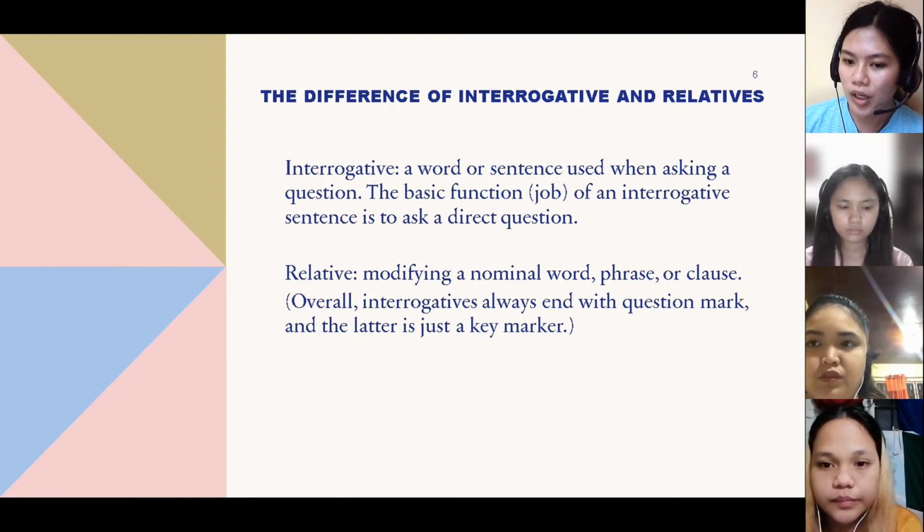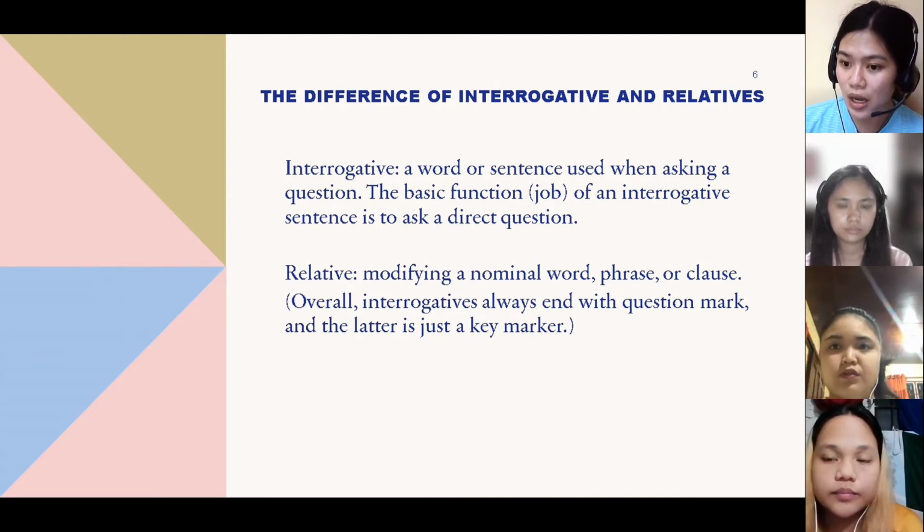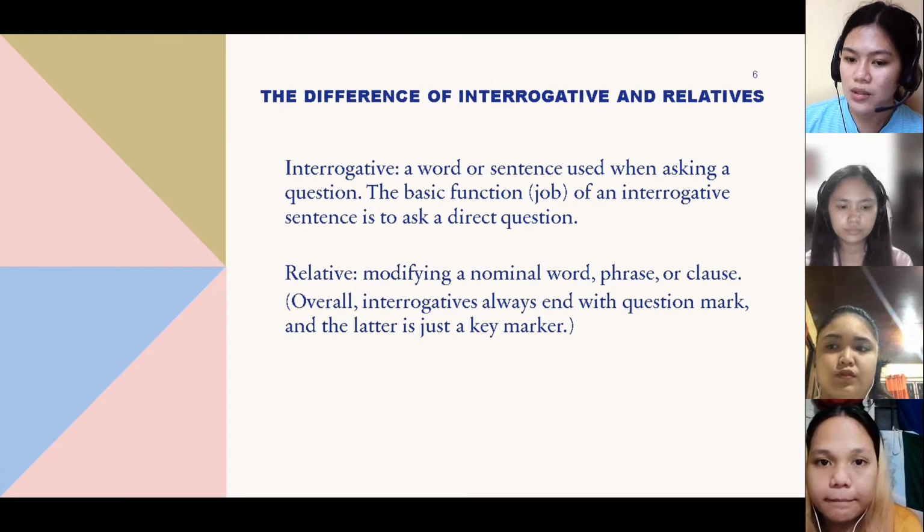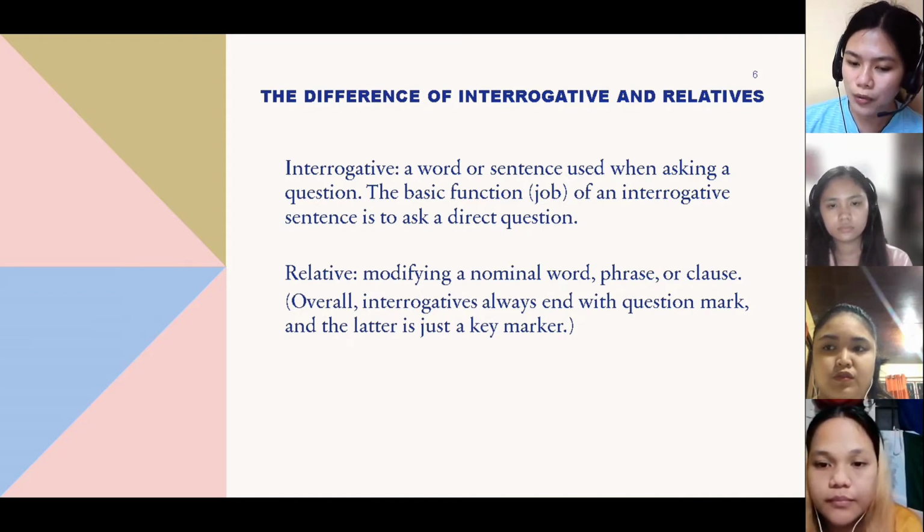Okay, so you might be wondering what is the difference of these two. When we say interrogative, it is a word or sentence used when asking a question. So the basic function of an interrogative sentence is to ask a direct question. On the other hand, relative is all about modifying a nominal word, phrase, or clause. Overall, interrogative always ends with a question mark, and the latter is just a key marker.